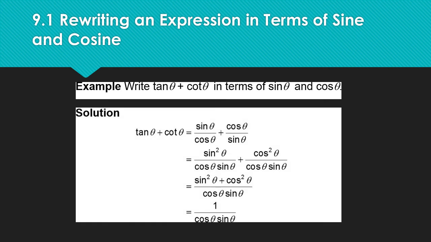Okay, so what we did here was we said, well, tangent is sine over cosine and cotangent is cosine over sine. And then what we want to do is mush it together into one fraction. So we give them a common denominator of cosine sine. And then we combine them and we end up with sine squared plus cosine squared in the numerator, which is 1. So we have 1 over cosine theta sine theta.